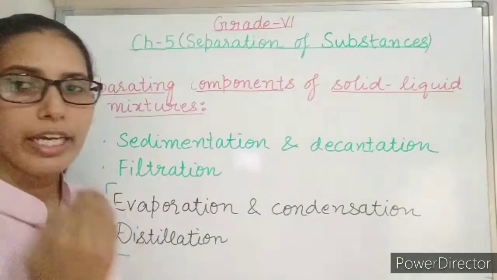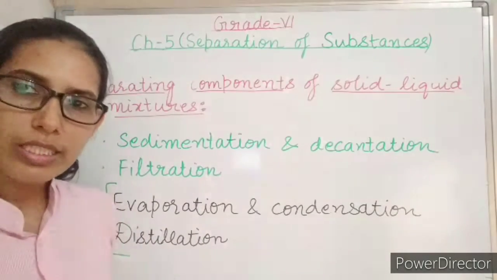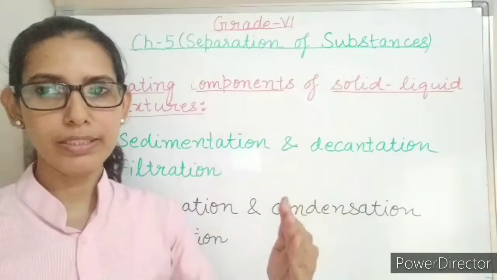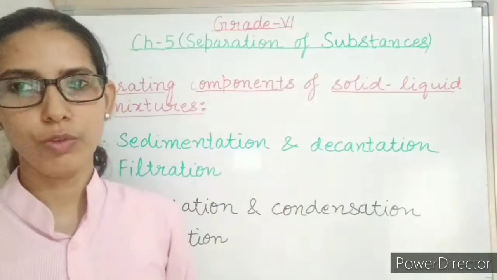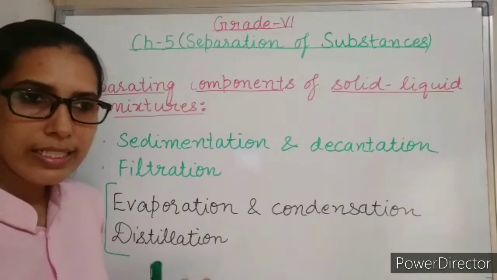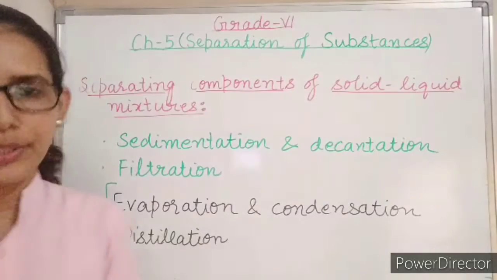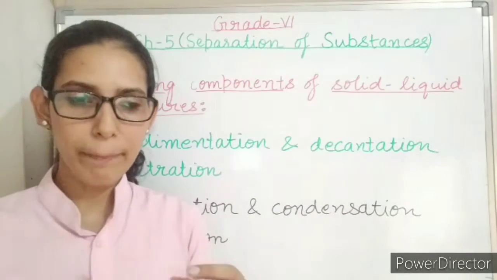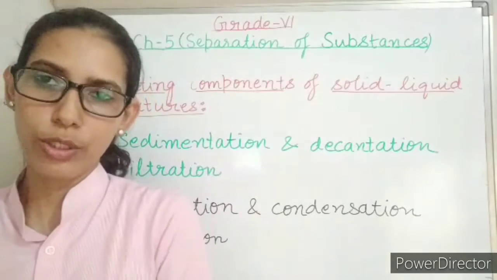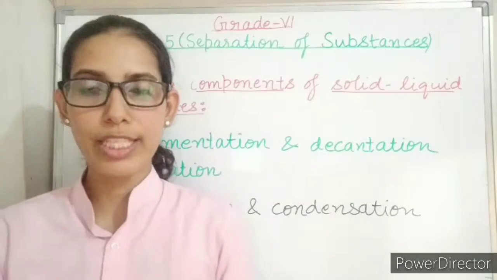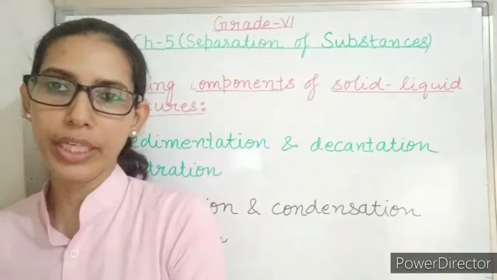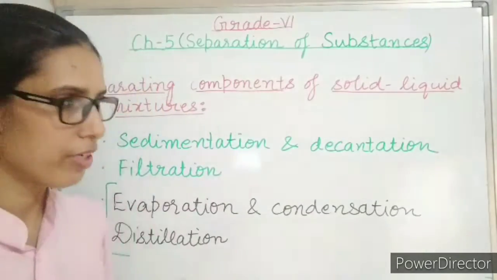Evaporation is the process in which water converts into its vapors, and condensation is the process in which the water vapors come back to the water form. Next is distillation. When is distillation used? This is used to separate the liquid from a soluble salt solution, to obtain pure water from water that has dissolved impurities. Okay, I hope the difference is clear.